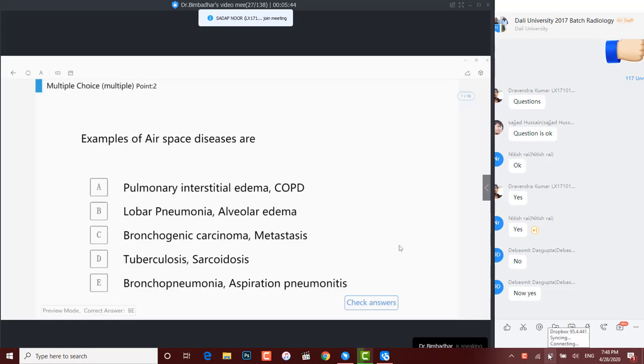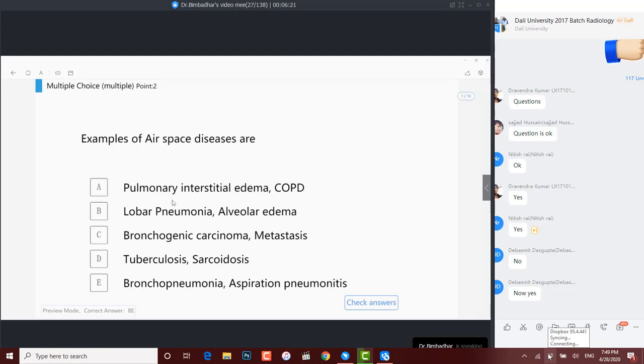Airspace diseases, we are technically talking about airspace diseases here, in the sense most of the time pneumonias and alveolar kind of conditions. You see here, the answer is technically lobar pneumonia and alveolar edema, and then bronchopneumonia and aspiration pneumonitis. Generally speaking, that is the correct answer here.